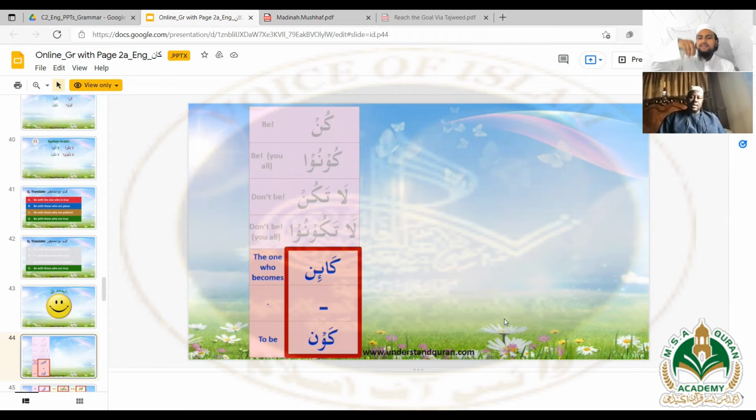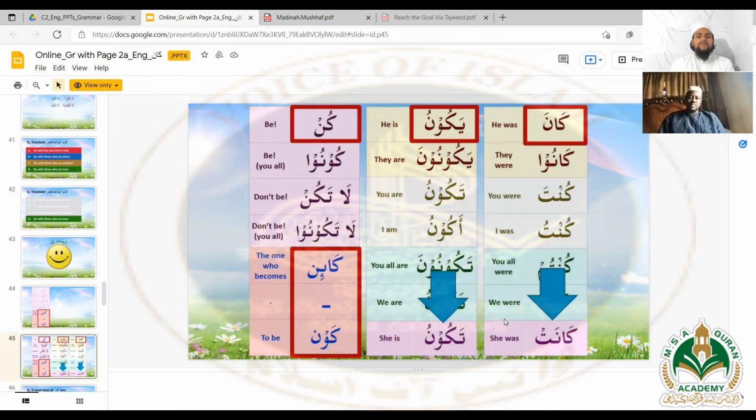Kain. Kain means the one who becomes. So become, kaun, to be. Come to be Islam. Yes. So mashallah, let's do it. You do it with me.